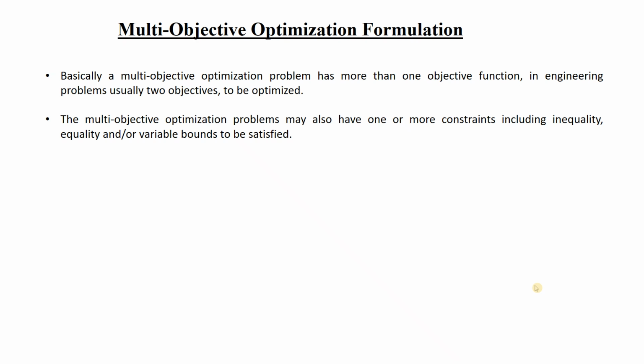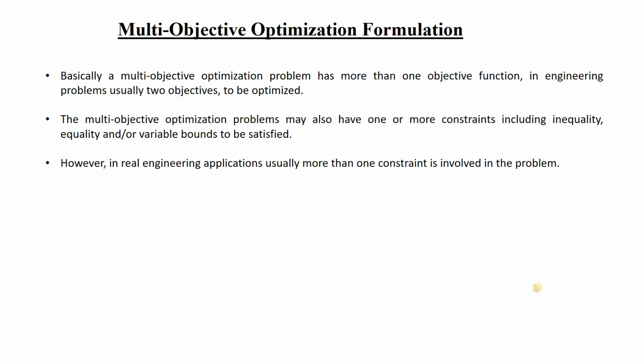I will be explaining what the different types of constraints are: what are inequality constraints, what are equality constraints, what are variable bounds. I will show you these things in this lecture with different numerical examples. However, in real engineering applications usually more than one constraint is involved in the problem. So there are multiple constraints, just like we have multiple objective functions. Constraints are also of multiple types, different varieties.